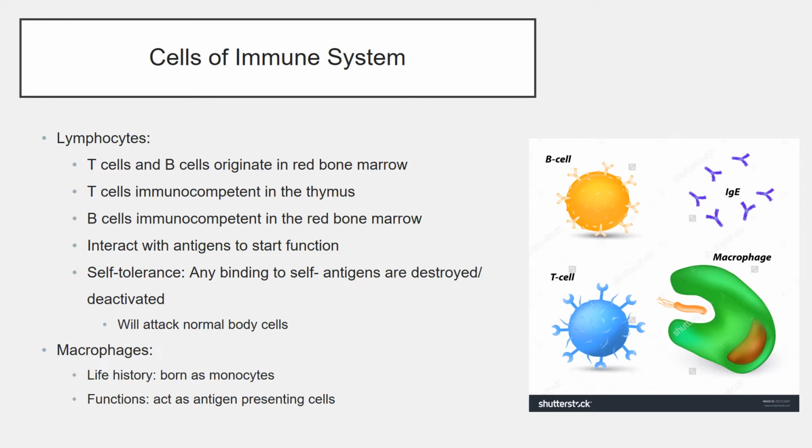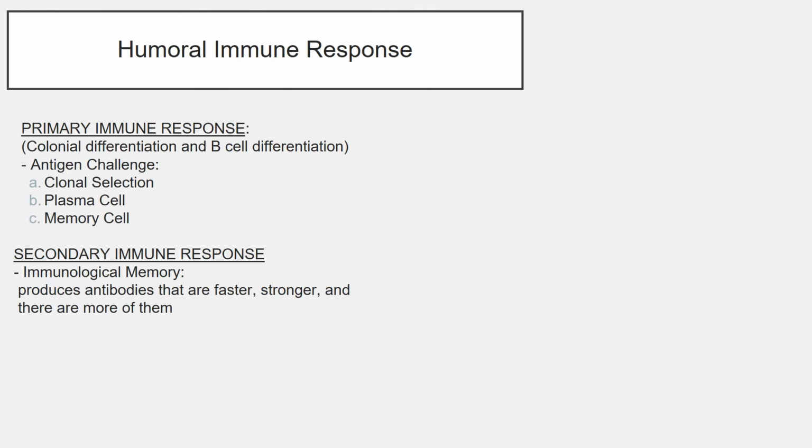Macrophages are born as monocytes and act as antigen-presenting cells. Humoral immune response includes primary immune response and secondary immune response. Primary immune response is the first time your body sees a pathogen. This is the antigen challenge, which is the first encounter between a lymphocyte and the antigen that it fits.